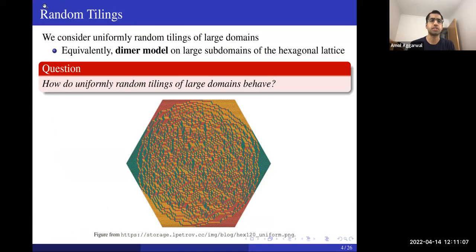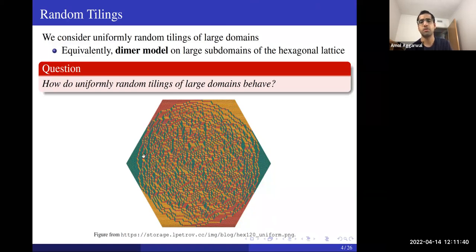Okay, so the basic question I'll be interested in this talk is how do random tilings on large domains look? So we'll be considering uniformly random tilings of fairly large domains, which one might also interpret as the dimer model on subdomains of the hexagonal lattice. We'll pick one at random, and we'll want to know what it looks like. So the most basic example maybe is I take this hexagon over here, a fairly big one. I take one of many possible Lozenge tilings of it at random, and I ask myself how it looks. And you can immediately see that there's quite a bit of structure.